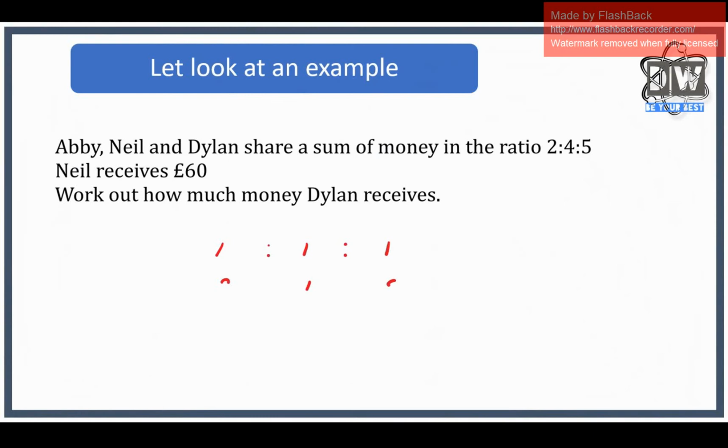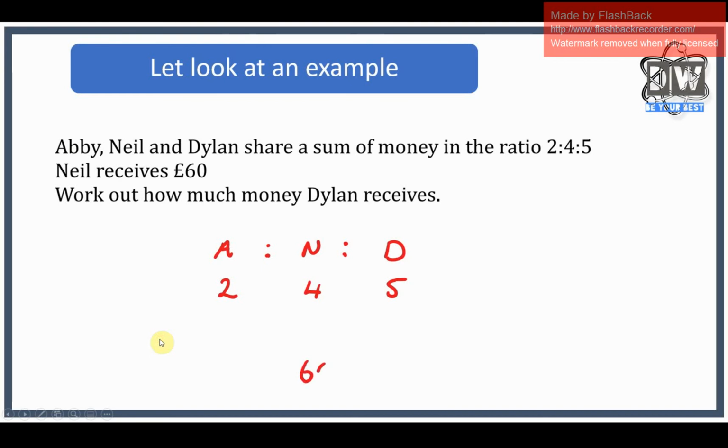So here we go. Let's start out by just labelling them up. We've got Abby, Neil, Dylan. We share the sum of money in a ratio of 2 to 4 to 5. Okay, so for every £2 Abby gets, Neil gets 4, and lucky Dylan gets 5. So in reality, we know that Neil's going to get twice as much as Abby. So that's pretty simple, but let's not worry about that too much.